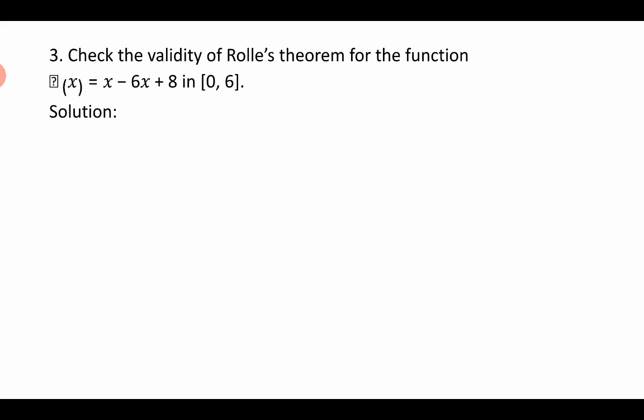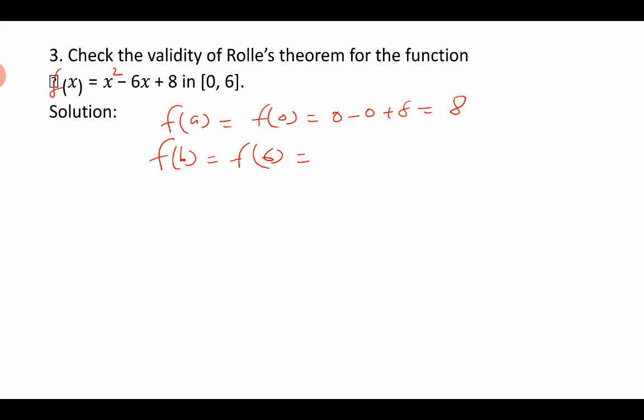This is f of x equals x square minus 6x plus 8. Find f of a, which is f of 0. This is 0 minus 0 plus 8, which is 8. f of b, which is f of 6, is 36 minus 36 plus 8, again 8. So f of b is equal to f of a, which is not 0 but 8, isn't it?